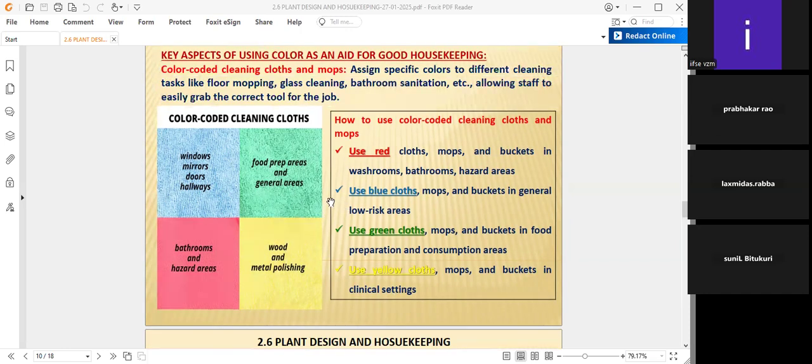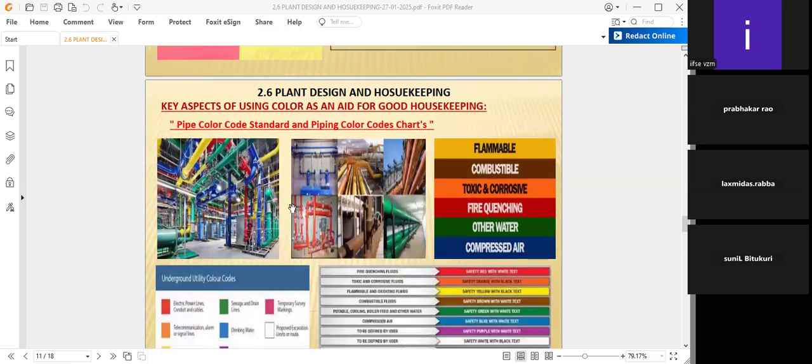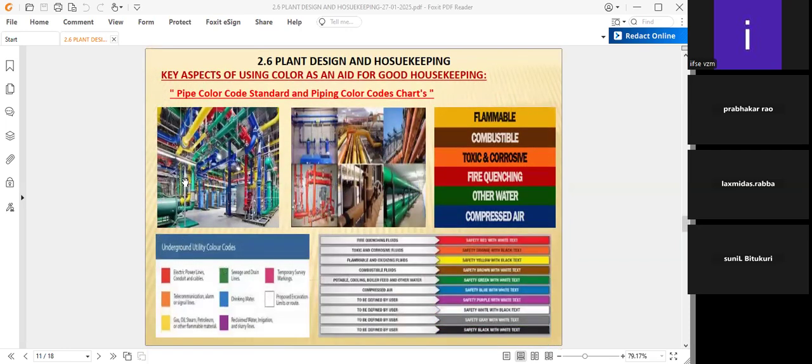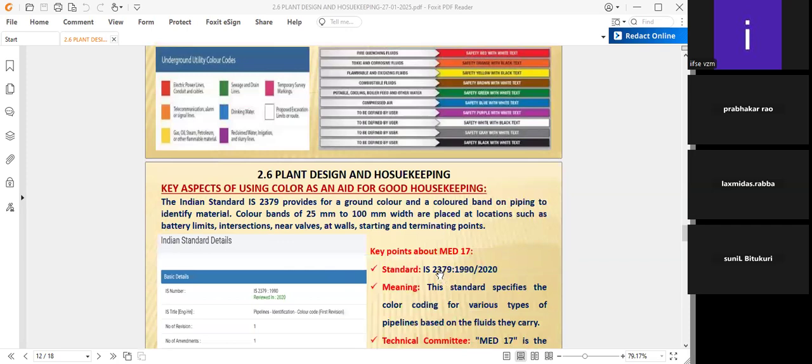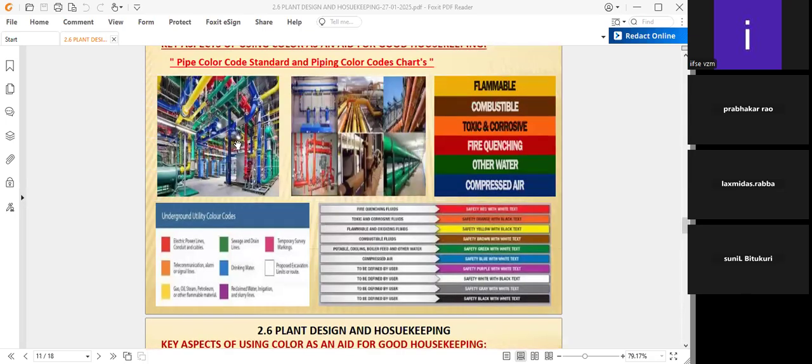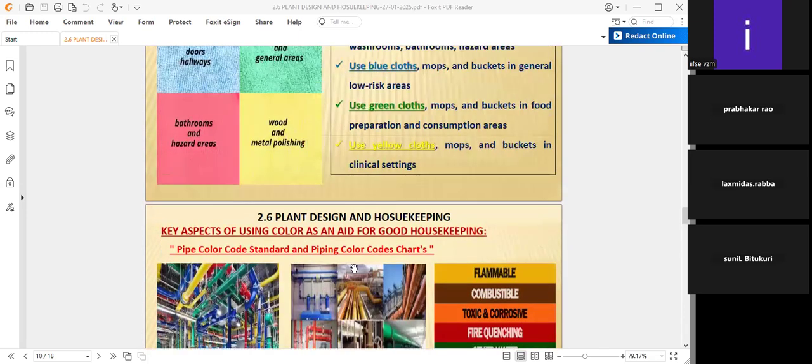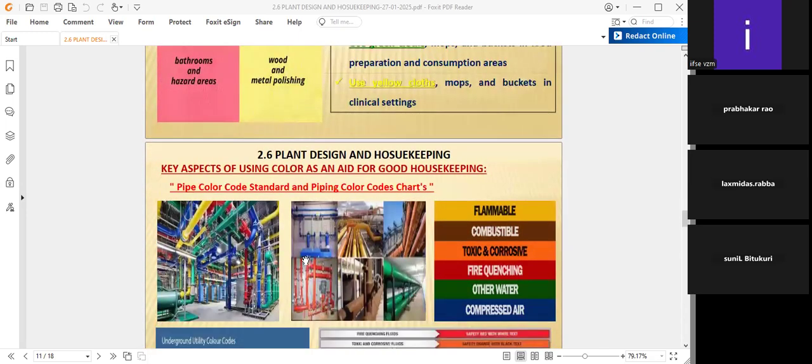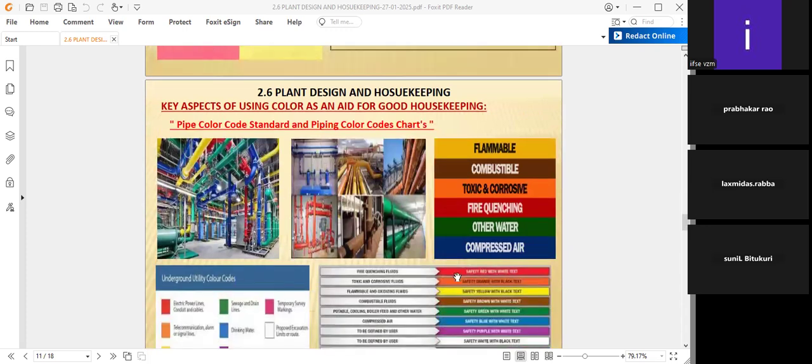This is only what Google says; I have not created it on my own. This is different from the color code of the pipelines. For example, there are a lot of pipe color code standards. The standard here is IS 2379, 1990, which was recently revised in 2020. That is also something we'll discuss. For the pipelines, almost 90% of organizations are maintaining this color code.